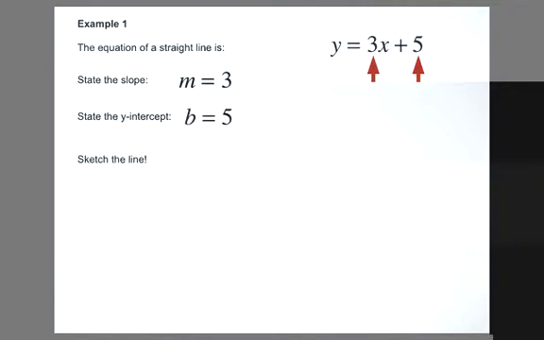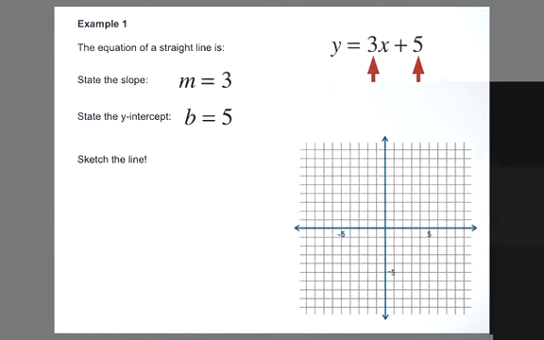Sketch the line. We know that we're going to have a line that's going to cross the y-axis above the origin, and it's going to be steeper than the line y equals x. So we'll set up a Cartesian plane. We'll draw our first point. The best place to start is at the y-intercept. Right there. Then we're going to use our slope, m equals 3, to find the next point.